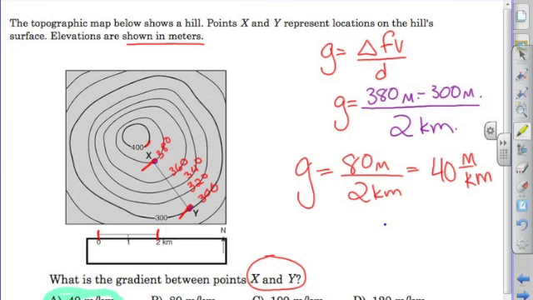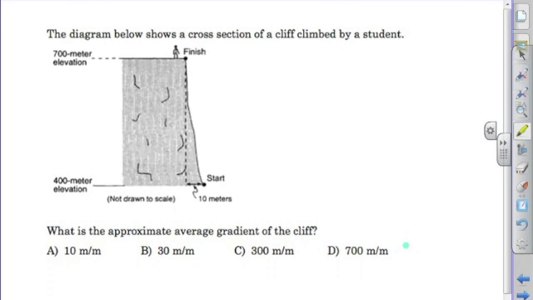Another example of the type of question you might need to do for gradient would be something like this. The diagram below shows a cross-section of a cliff climbed by a student. What is the approximate average gradient of the cliff? Well, here, they're giving me a bunch of different pieces of information. They're giving me a 700-meter elevation at the top, 400-meter elevation at the bottom, and they're telling me that basically the distance here along this arrow is 10 meters.